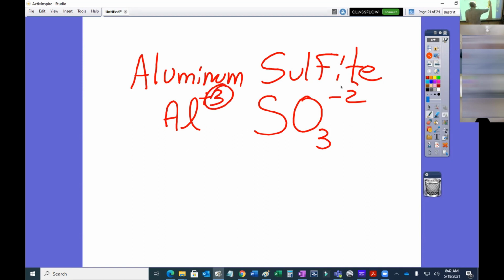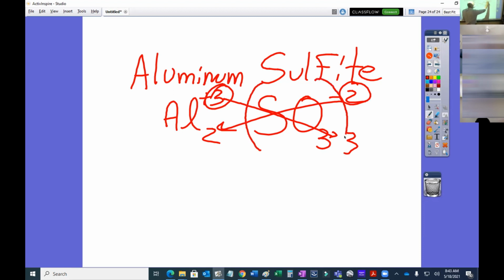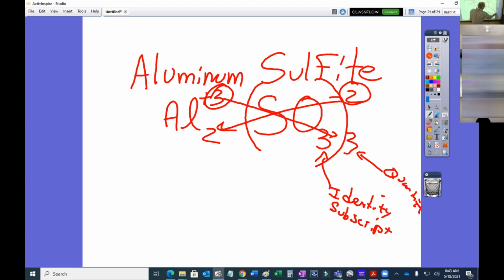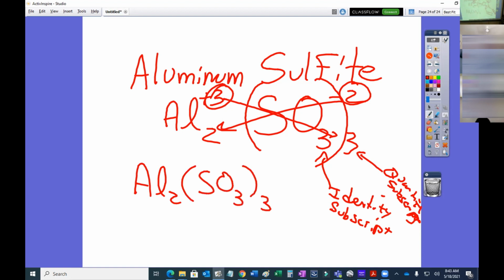Now, these numbers are not the same, so we're going to crisscross them, but we have a problem here. That 3's got to stay, and there's no such thing as SO33. So what we have to do is put parentheses around this. And I like to say this is the identity subscript. That's what distinguishes sulfate from sulfite, the identity subscript. This is a Beightol-ism, and this is the quantity subscript. It tells you how many of those you have to have. So you end up with Al2(SO3)3. This means there are 3 sulfites attached to 2 aluminums.